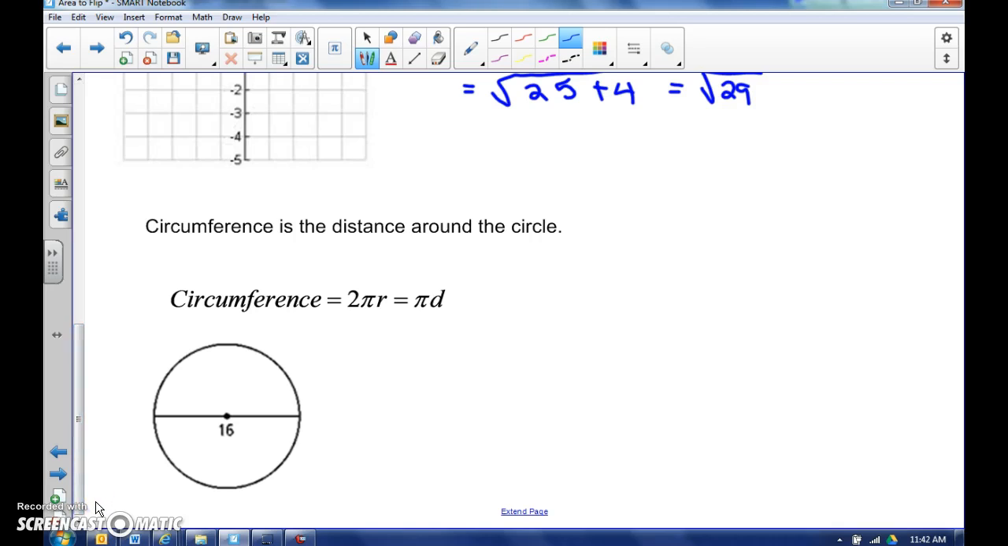And we just did circumference, so this should be really fresh in your head. Circumference is basically the perimeter of a circle, and you have two formulas for it, 2 pi r or pi d. Here they give me that the diameter is 16, so my circumference here should just be 16 pi.